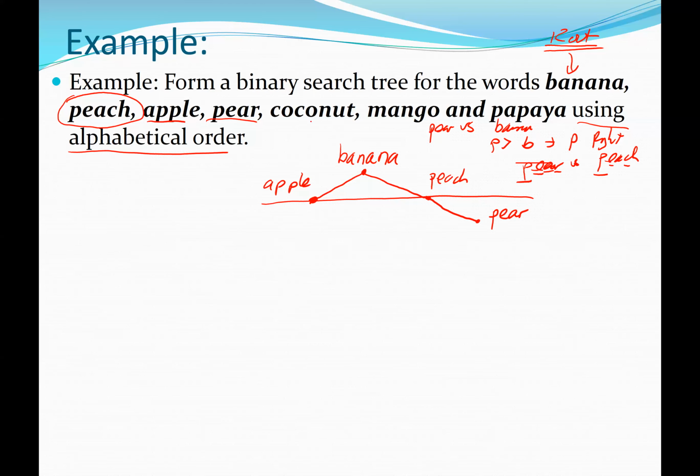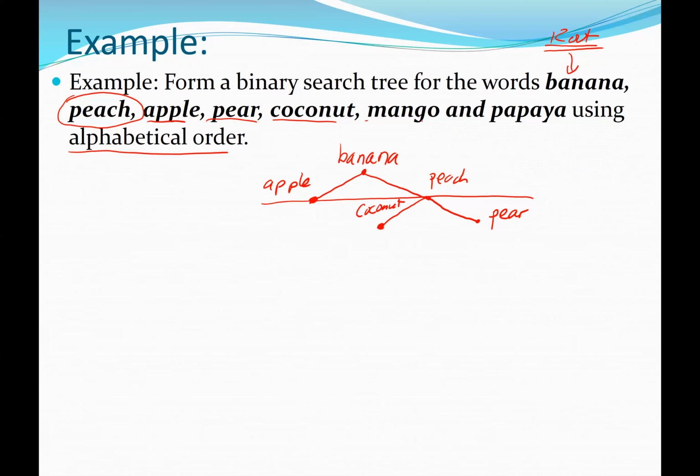So next one, similarly, coconut. So coconut is bigger than apple, right? I mean, coconut is bigger than banana. So move on to the next row and then compare to peach. And right, so you compare one at a time. If you pass the first row, you compare to the next row and so on. So coconut is smaller than peach. So coconut will be on the left-hand side of peach, okay? So this is coconut.